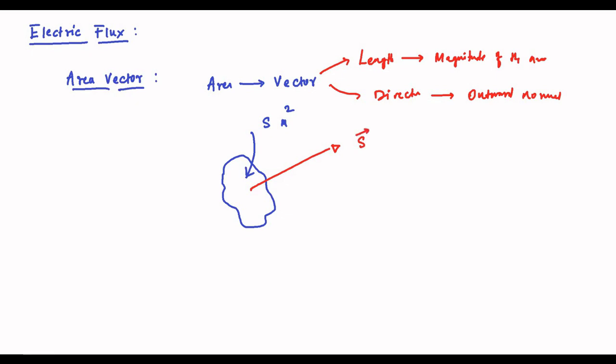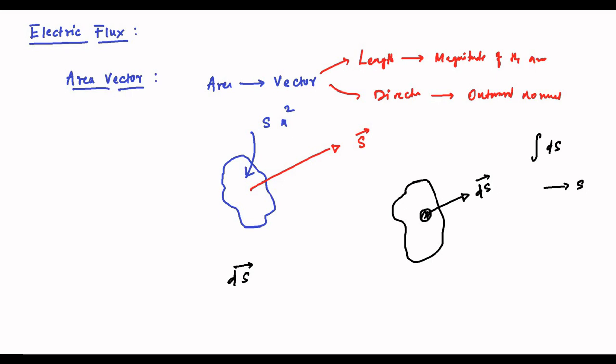So generally what we do, if we have any given area, we take a very small portion of it, and that is called ds vector, and then we integrate ds to get the total area. So this ds vector is the small area element vector. It is called the area element vector or surface area element vector.